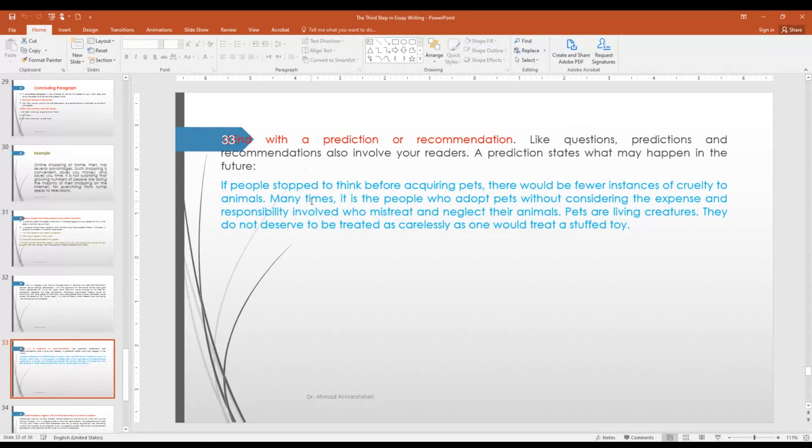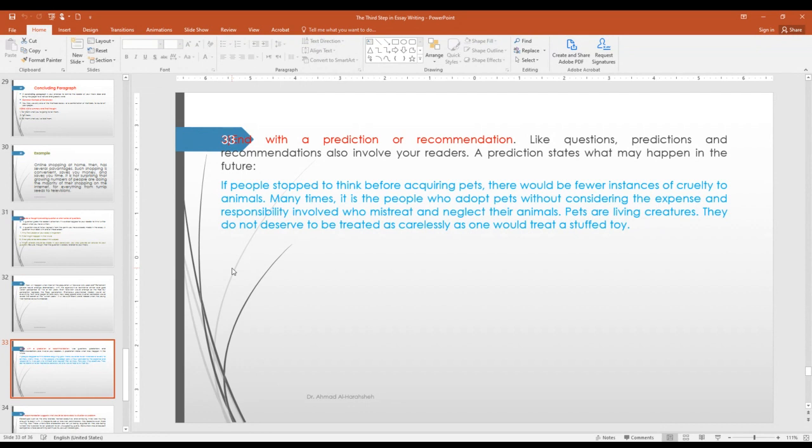So we said that you may end with a prediction, end with a question, or a recommendation. You may, if you are writing about the disadvantages of, let's say, social media, especially on children, you can give recommendations to families. You should prevent your kids, or you should watch and observe your kids all the time. You should not allow them to use social media for a long time.